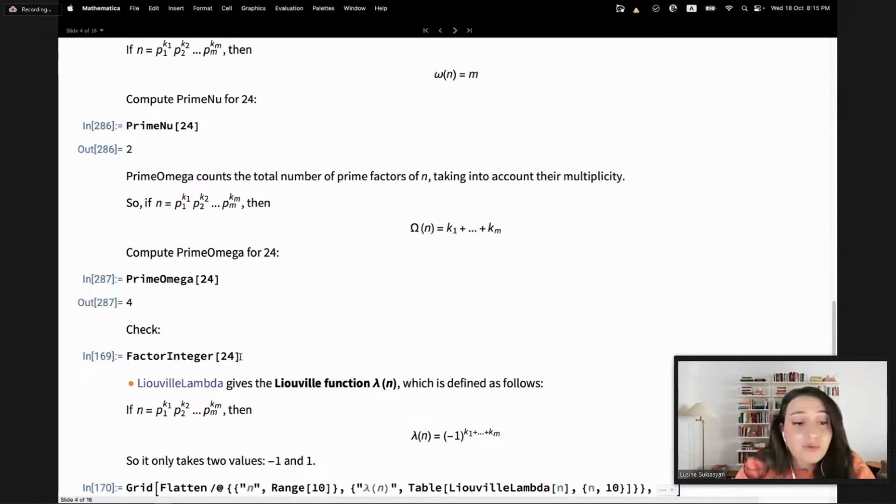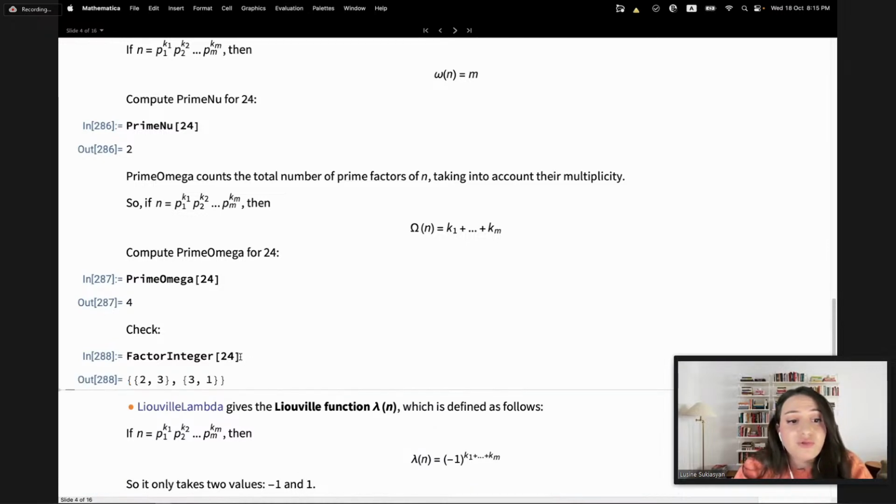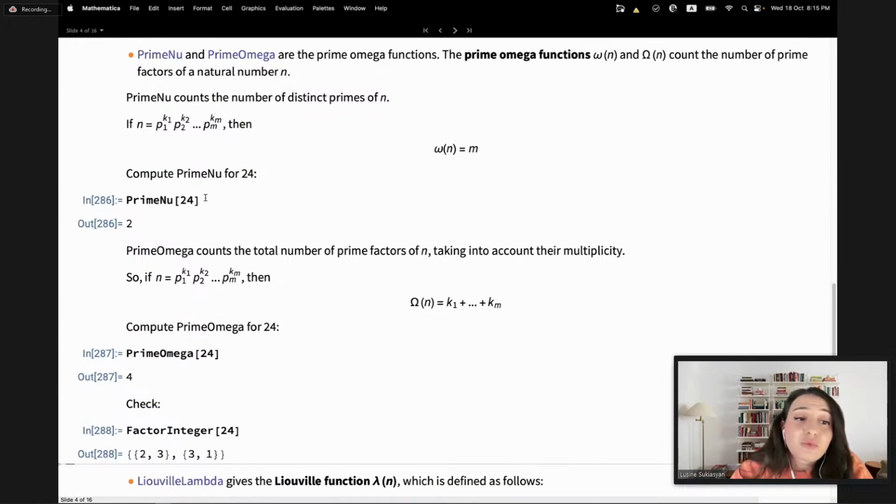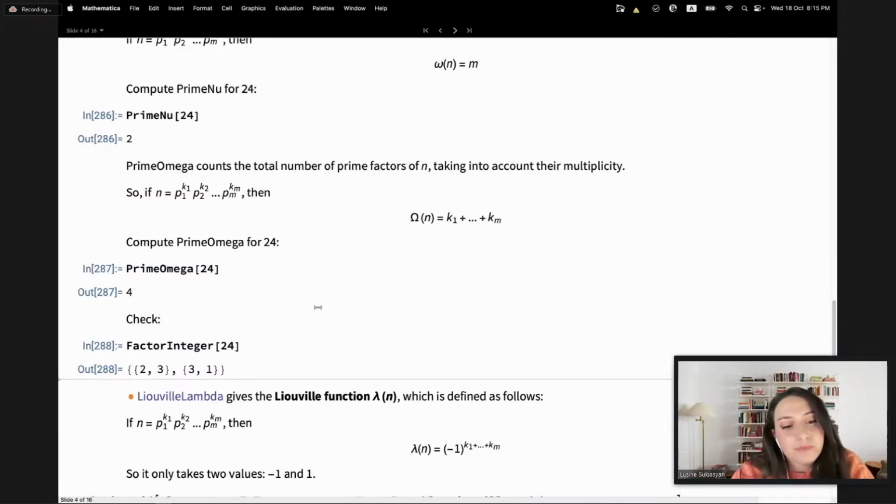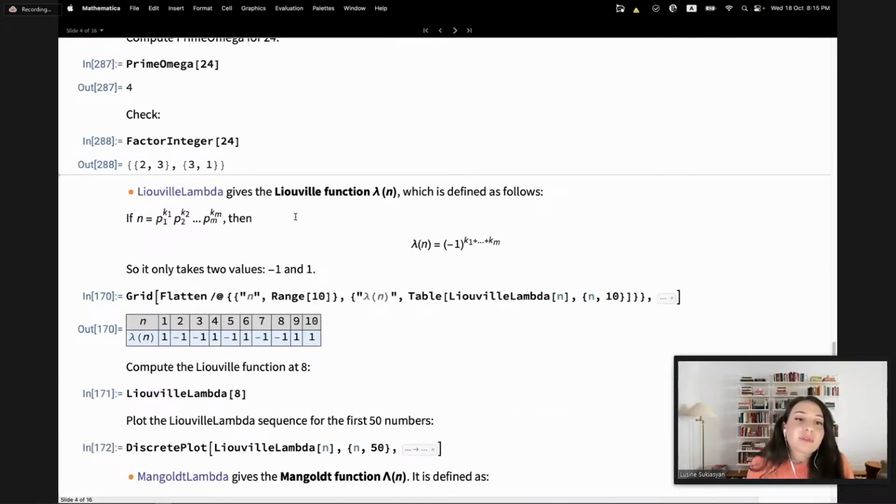We can just do FactorInteger of 24, and you can see that all of these are derived from the notion, because 3 plus 1 is 4, and it has 2 different prime factors. And so the prime nu, the small prime, will be 2. It was 2.